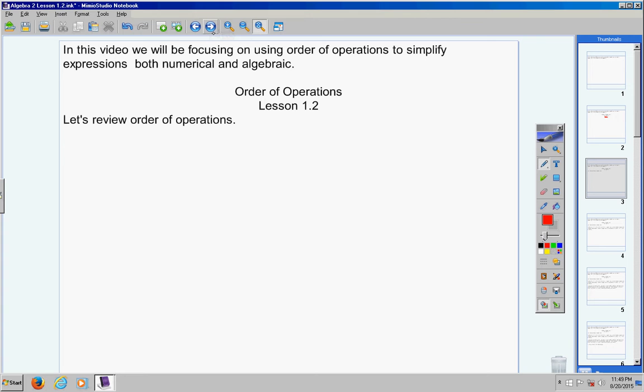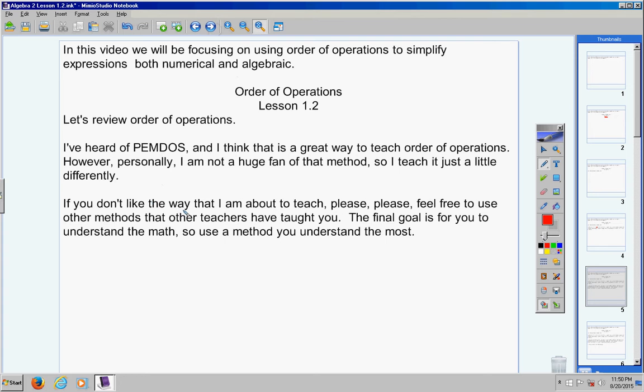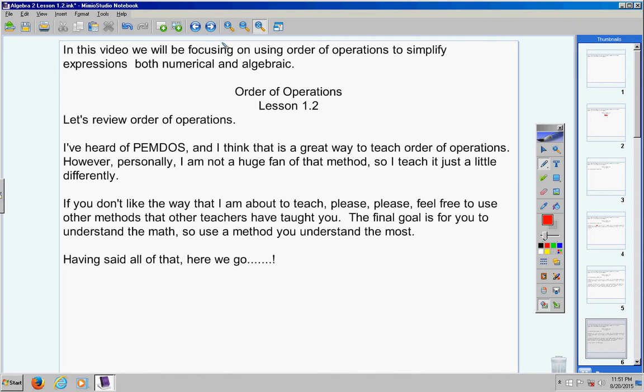Let's review order of operations. Now, I've heard of PEMDAS. That should be an A right there. And I think it's a great way to teach order of operations. However, personally, I'm not a huge fan of that method, so I will teach it just a little differently. If you don't like the way that I'm about to teach, please feel free to use other methods that other teachers have taught you. That does not bother me one bit. The final goal is for you to understand the math, so use a method you understand the most, okay? Having said all of that, here we go.